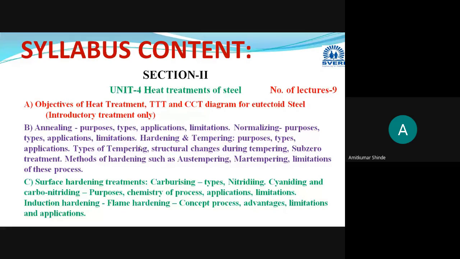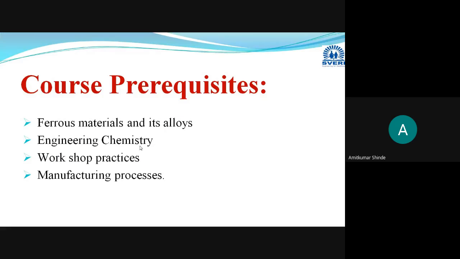Okay, then this is the actual syllabus content for this chapter, heat treatment of the steels. After discussing the syllabus content, what are the prerequisites? Meaning the concepts that you should be aware of before starting to read this chapter. It will be related to the remaining compulsory subjects: engineering chemistry, workshop practices, and manufacturing processes. These are the prerequisites for the whole metallurgy subject. But for this particular chapter, you should be aware of ferrous materials and their different alloys.